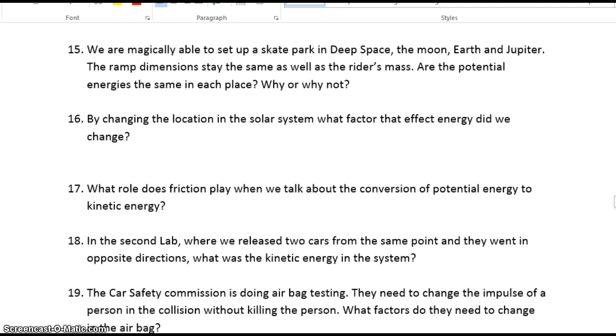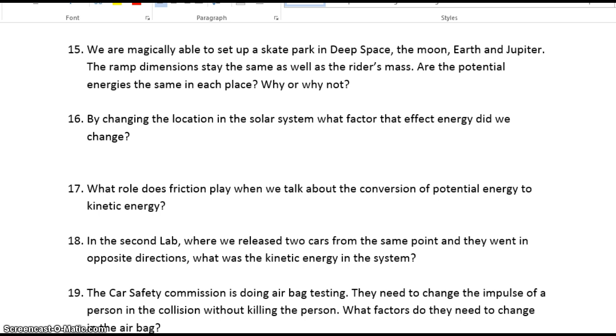Next, 15, we are all magically able to set up a skate park in deep space, the moon, Earth, and Jupiter. The ramp dimensions stay the same as well as the rider's mass. Are the potential energies the same in each place? Why or why not? Let's think about it for a second. I'll pause. Maybe answer it.